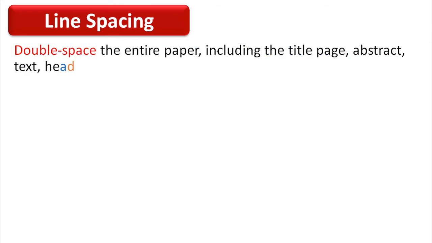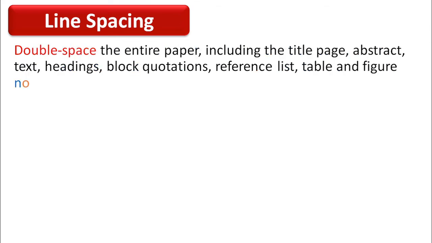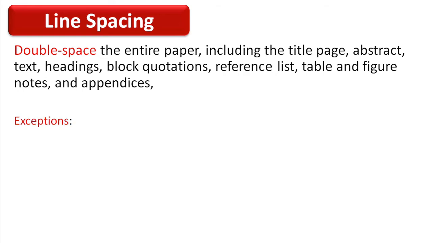Line spacing. Line spacing should be double space for the entire paper, including title page, abstract text, headings, block quotations, reference list, tables and figures, notes and appendices. So everywhere we will use double line spaces, except there are some exceptions to this rule.